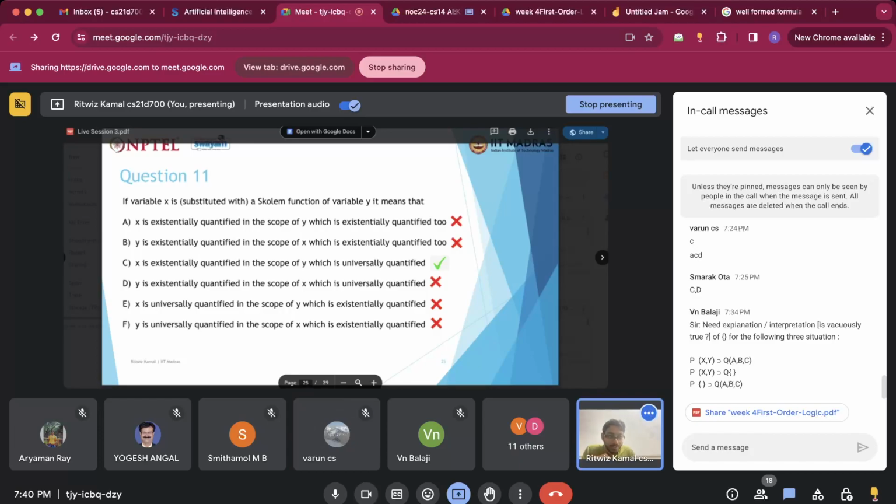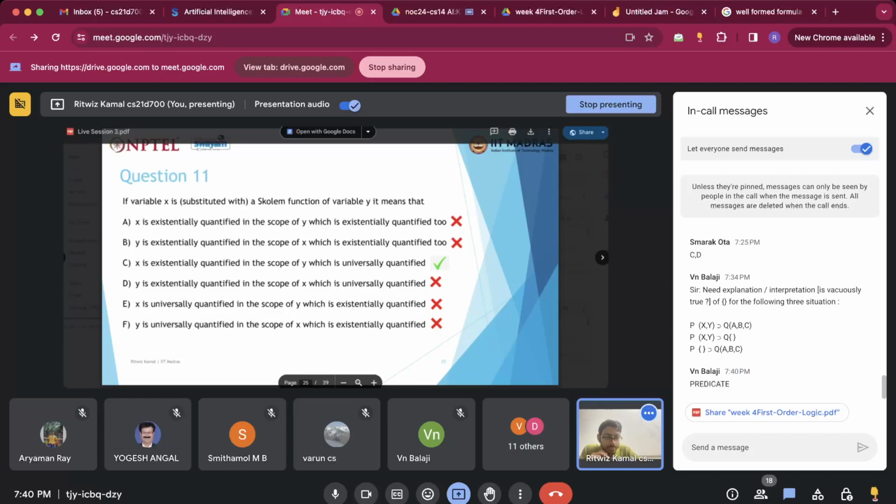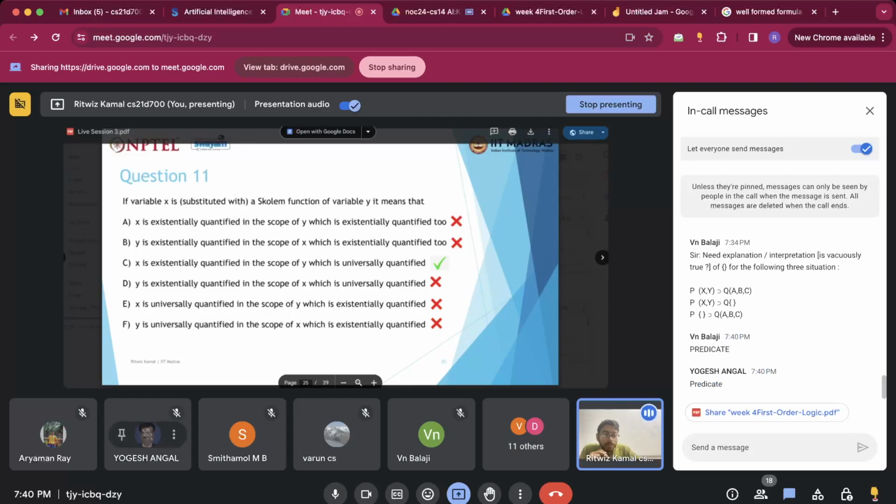So what are these referring to first of all? P of x comma y. What is P over here? Are you referring to a predicate? What is P? P of x comma y implies Q of a b c. What is Q here? And x, y, a, b, and c, what are all these? They're all constants. Okay. So what is the thing that you want to answer over here?